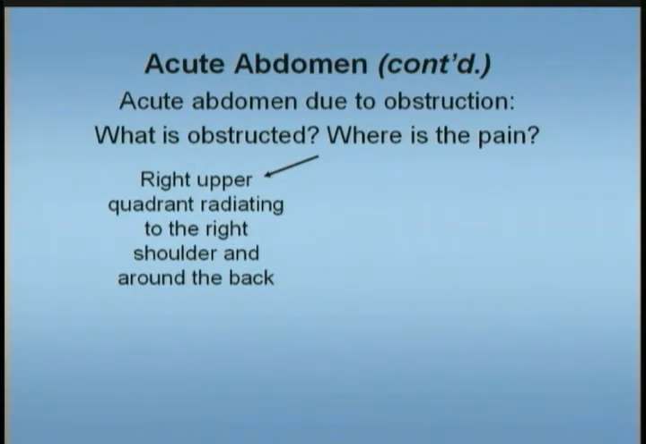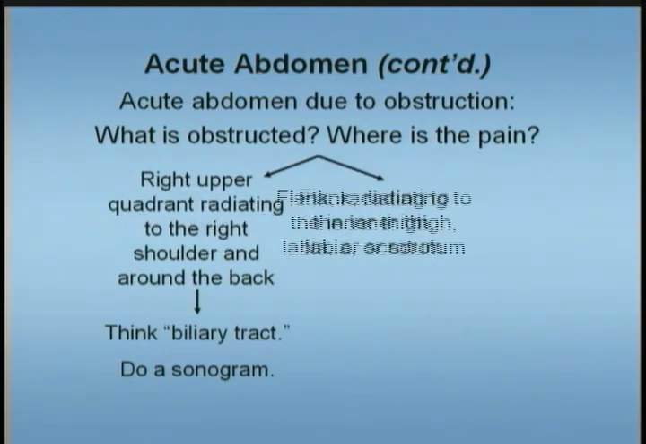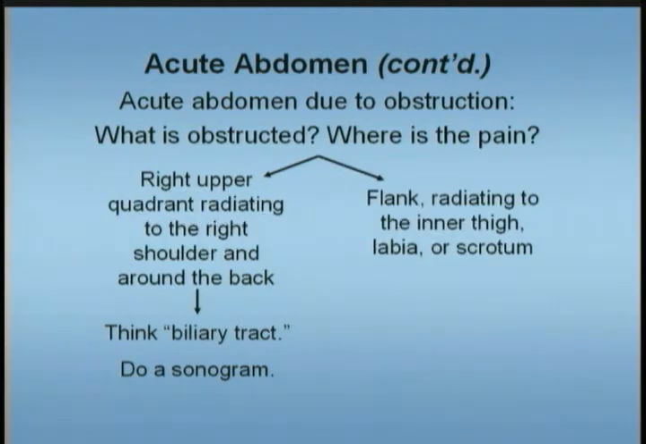Let's continue then with the decision tree. If we think the patient is obstructed, then we ask ourselves, where is the pain, in order to decide what organ is obstructed. If it is in the right upper quadrant, radiating to the right shoulder, around to the back, it's from the biliary tract, and you do a sonogram. But if it is in the flank, radiating to the inner thigh, the labia or the scrotum, it is in the ureter, you do a CT scan.